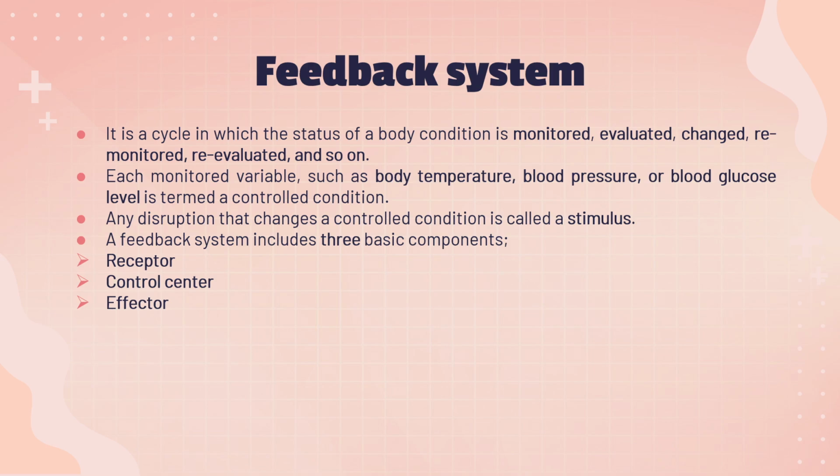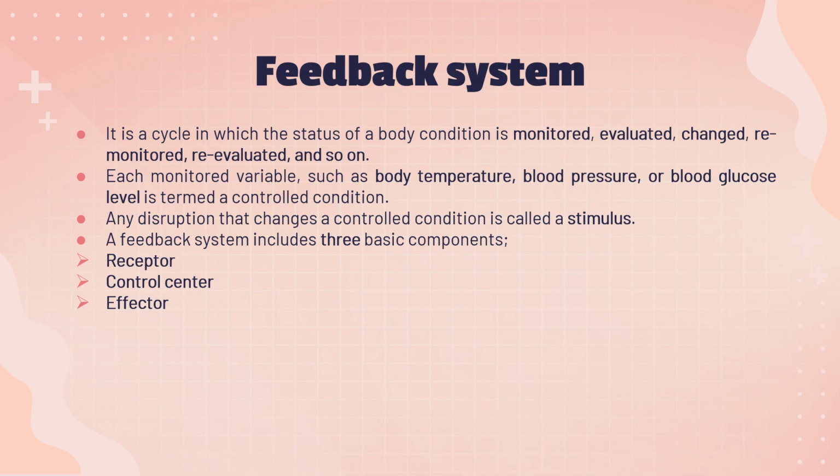So what is the function of the feedback system? Monitor, evaluate and change the internal variables which are present in the body. Okay, so each monitored variable such as body temperature, blood pressure or blood glucose level is termed a controlled condition. Okay, they need to be controlled in the body.